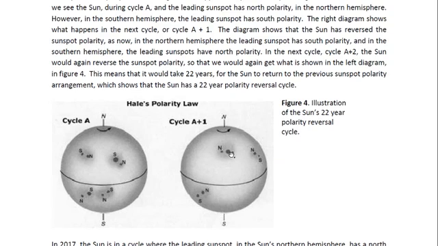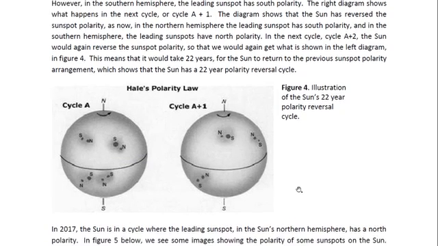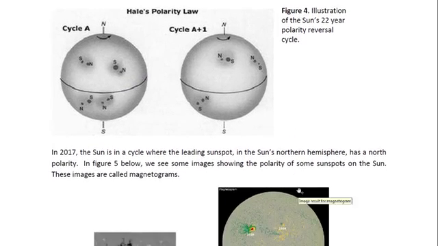If the south is leading in the northern hemisphere, then the north polarity sunspot would be leading in the southern hemisphere of the sun. So now we have an 11-year cycle here. We have another 11-year cycle there. And then in the next cycle, cycle A+2, we would go back to the same polarity that we see here. So it would take 22 years for the sun's cycle to go back to the original setting. In other words, it's a 22-year polarity reversal cycle.